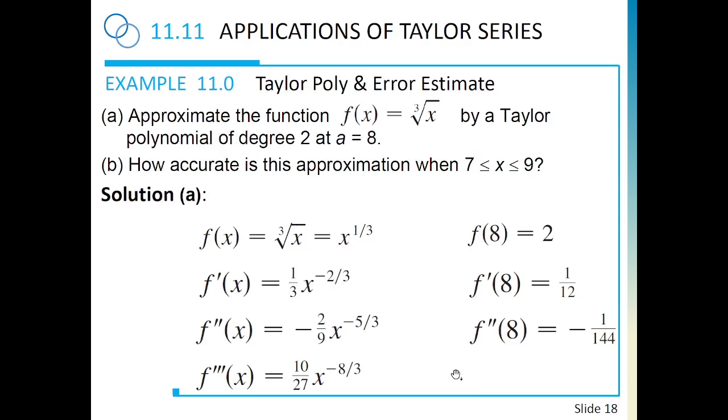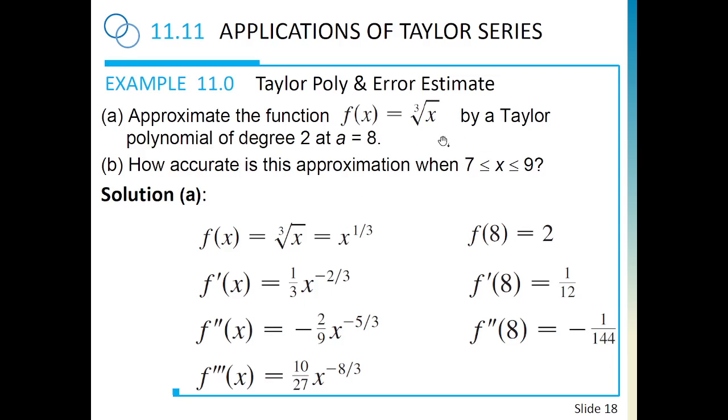Here is an illustration of how to use the Taylor polynomials and how to estimate the error. Let's say we have a function which is the third root of x, and we are asked to produce the Taylor polynomial of degree 2 centered at 8. And then once we have that, we need to compute the accuracy of the approximation of the Taylor polynomial of degree 2 in the interval 7, 9. So that's the task here.